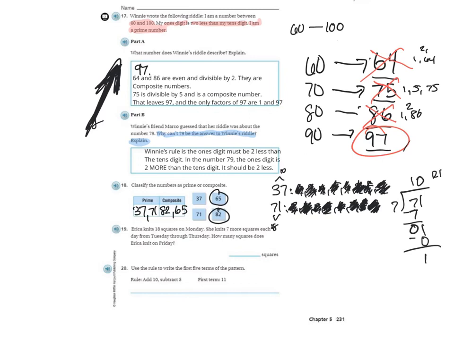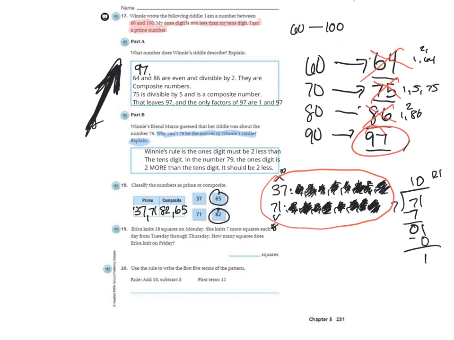Excellent. So it's just a good review of divisibility rules. I would recommend, really just to keep your thoughts straight, lining your divisibility out this way, especially when you're trying to figure out if it's a prime or composite number. All right, let's go on to number 19.